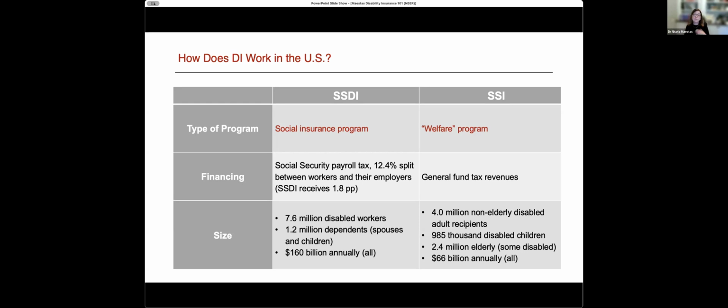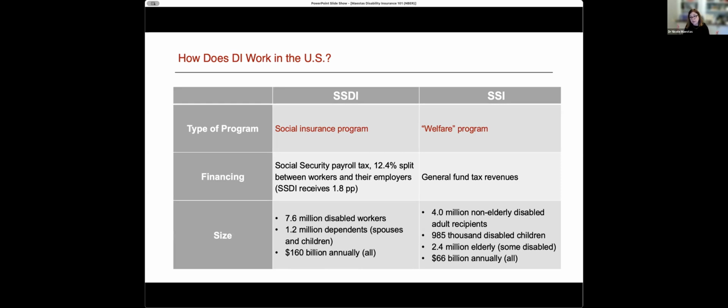The Social Security payroll tax finances the SSDI program. That tax, we all pay it if we have jobs here in the US: 12.4%. It's split between workers and their employers. You'll know it by FICA on your pay stub. SSDI gets 1.8 percentage points of that amount. SSI, on the other hand, is financed by general fund tax revenues, so there's no dedicated financing stream for the SSI program the way there is for SSDI.